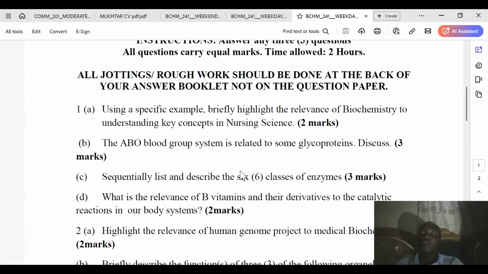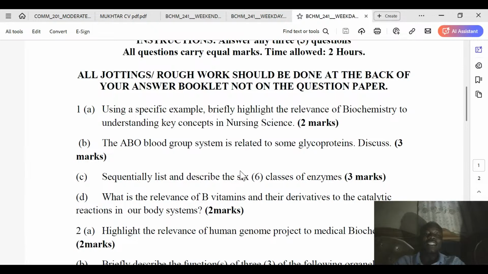Isomerase is a group of enzymes that catalyze isomerization, while ligases are the group of enzymes that join. Let's say you have one molecule here, then you have another molecule here. So the ligases are a group of enzymes that join two molecules together.